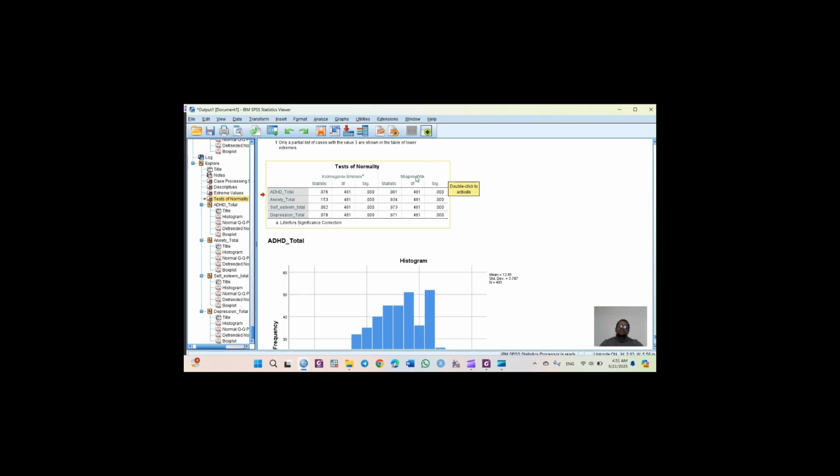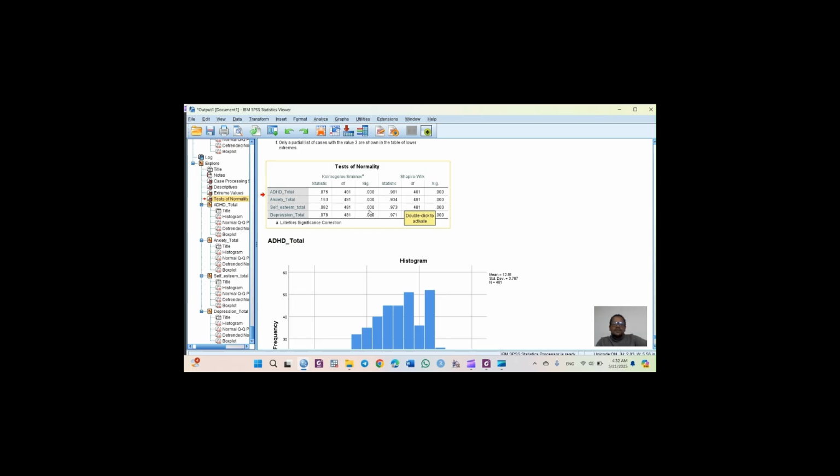Shapiro-Wilk's test is really powerful in smaller sample sizes, especially if the sample size is less than 50. In that case, Shapiro-Wilk's test is preferable. And the Kolmogorov-Smirnov test is for a relatively larger sample size, 50 to 200. If the sample size is 50 to 200, you can check both of them.